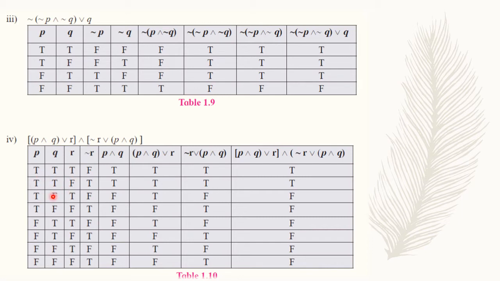Otherwise it might take a bit of time to make out whether you have written all the cases correctly or not. So for that just stick to the pattern. So 4 T's, then 4 F's, here 2T, 2F, 2T, 2F, then here T, F alternate. Okay, so follow this pattern for P, Q, R, then continue with whatever is required.